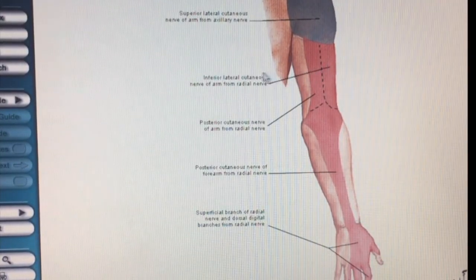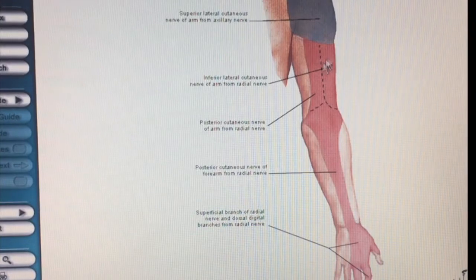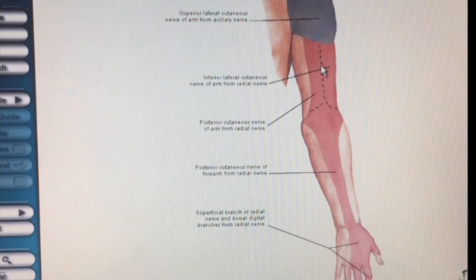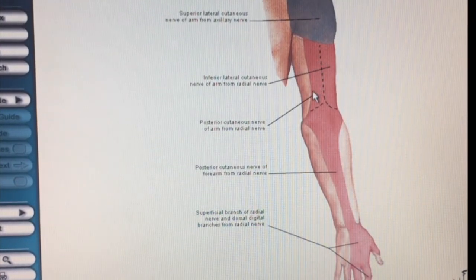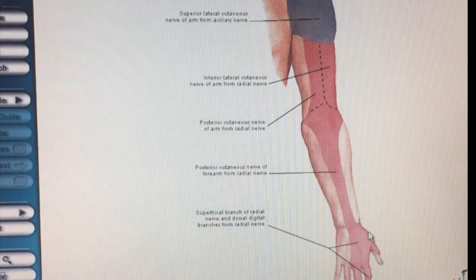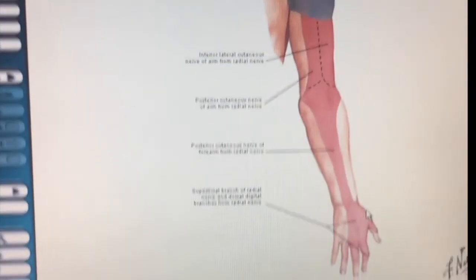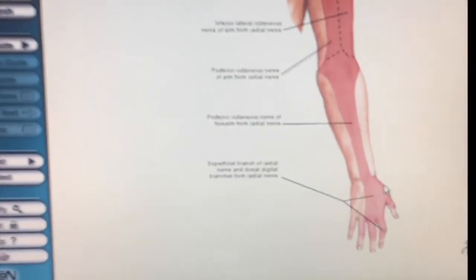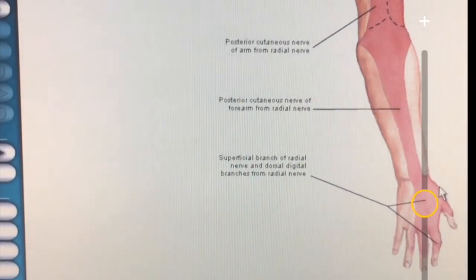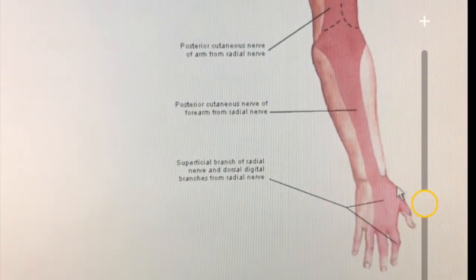You recognize that there are names for these individual branches: inferior lateral cutaneous, posterior cutaneous nerve of the arm, posterior cutaneous nerve of the forearm, and mostly we need to see here what's going on with the dorsum of the hand. I will zoom in to make it a little bit easier for us to see.